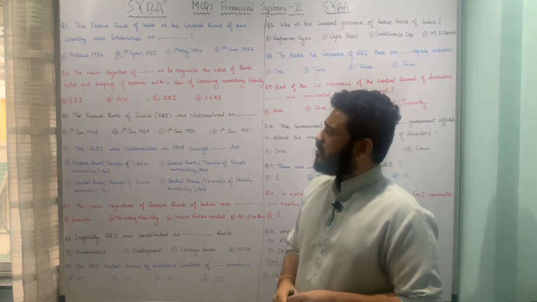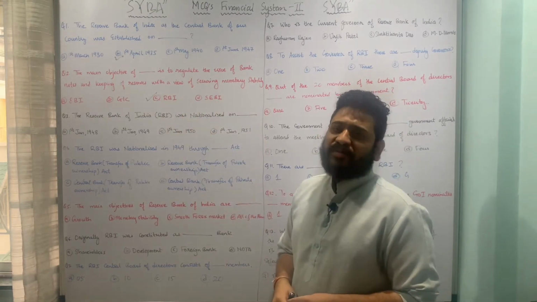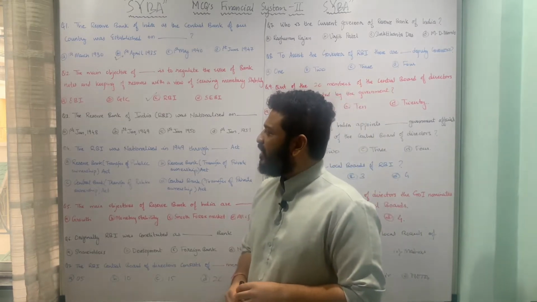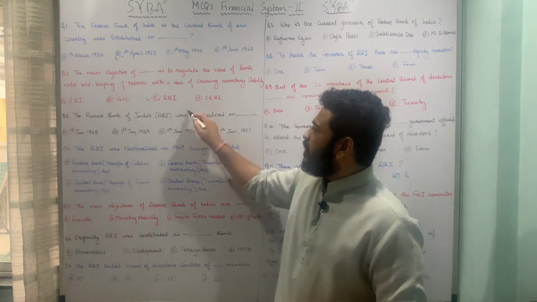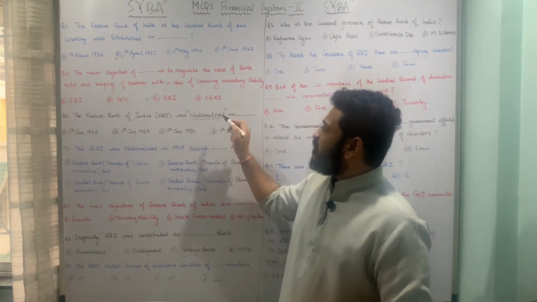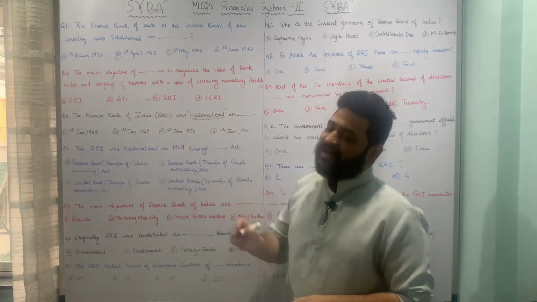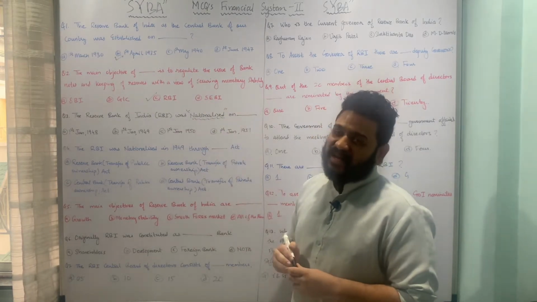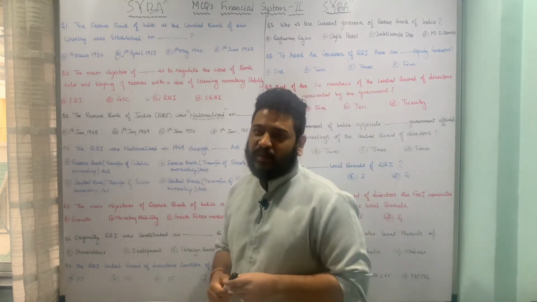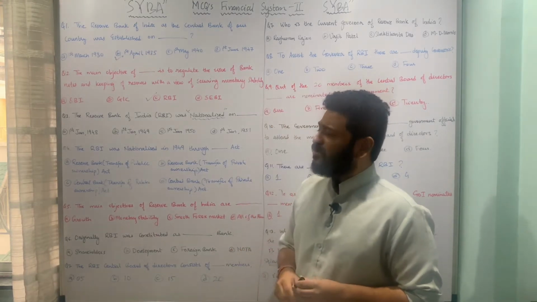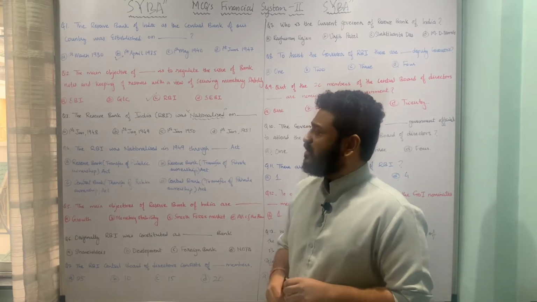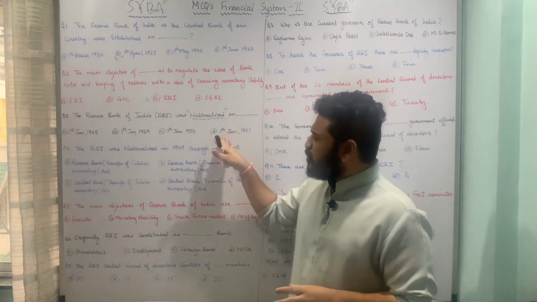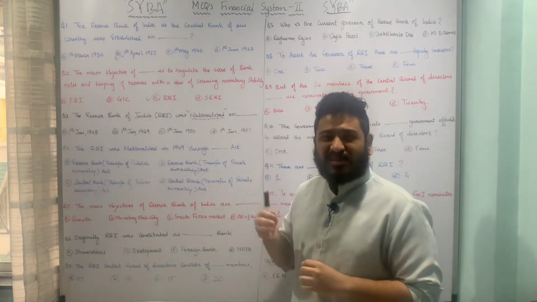The third one is in relation to nationalization of Reserve Bank of India, and the question is in this fashion: the Reserve Bank of India was nationalized. Mind you, it was not established on 1st of April 1935, but it was nationalized on dash, and the underlying options are A, 1st of January 1948, B, 1st of January 1949, C, 1st of January 1950, and D, 1st of January 1951.